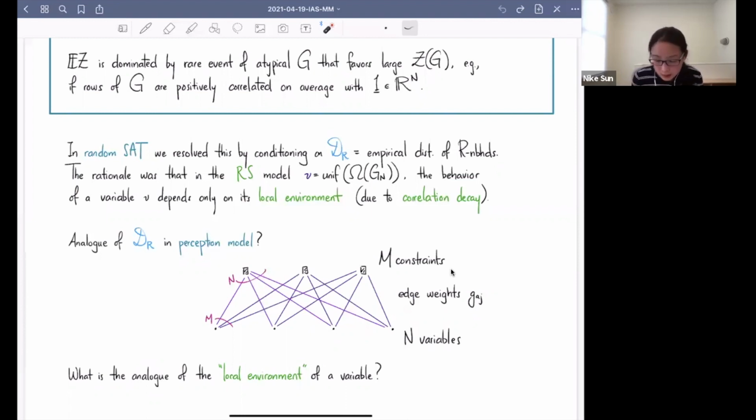The question that we started out with was: what is the analogous object in the perceptron model? Here it's a dense graph. As I said, everyone is a neighbor to everyone else. We hadn't really worked with this type of dense model before, so it was not clear to us at the beginning what is the analog of the local environment of a variable in this type of model.